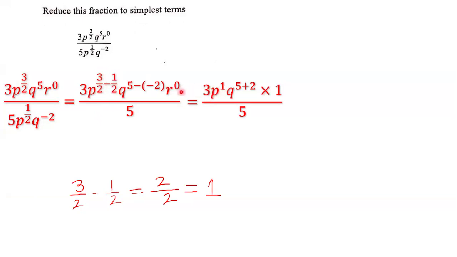All right. So we have 3 times p to the power of 1. We know that a negative times a negative is a positive. And so we have q to the power of 5 plus 2, and r to the power of 0. What is r to the power of 0? Well, r to the power of 0 is 1. And so we put that all over 5. And so p to the power of 1 is simply p. We keep the 3 here. And q to the power of 5 plus 2, well, 5 plus 2 is definitely 7. And so we have 3p times q to the power of 7 all over 5. And that's the answer to this particular question.